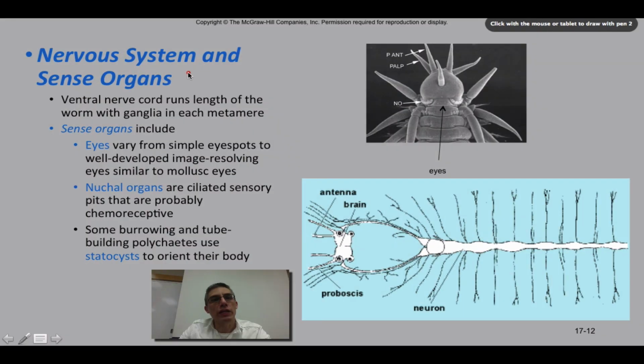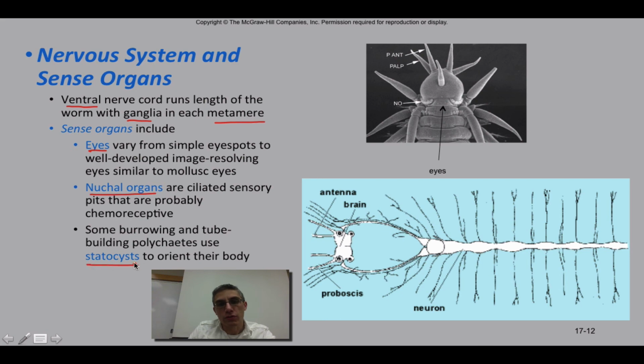Now when you look at polychaetes and you look at the nervous system and the sense organs, you're going to find they actually have a ventral nerve cord, and again ventral, remember, is going to be towards the bottom, that's going to run the length of the worm with ganglia in each metamere. Now remember, ganglia is just going to be a group of nerves, and the sense organs in these animals will include the eyes. It's going to include something called the nuchal organs, and it's also going to include, of course, some statocysts for some species that would burrow and build tubes within the environment.